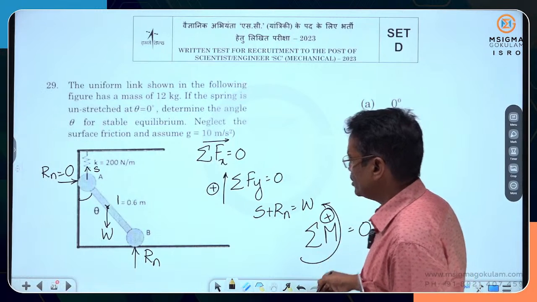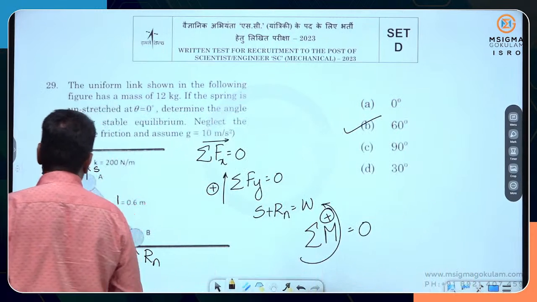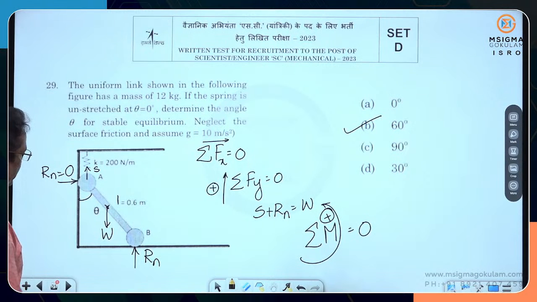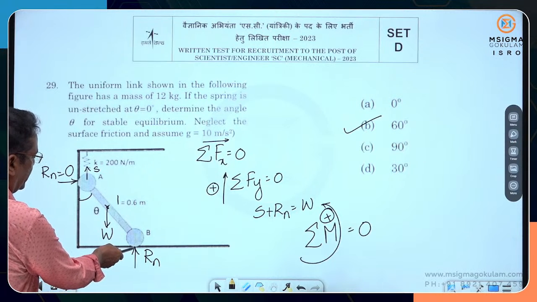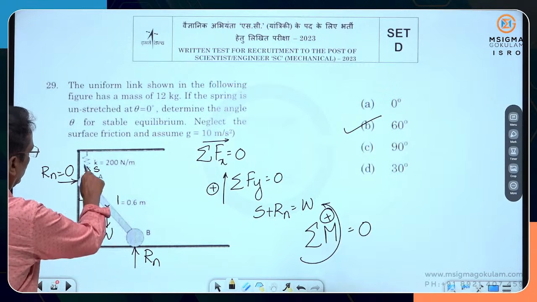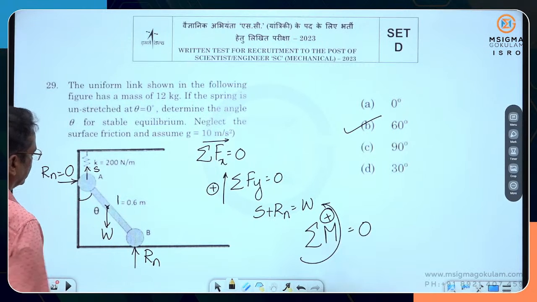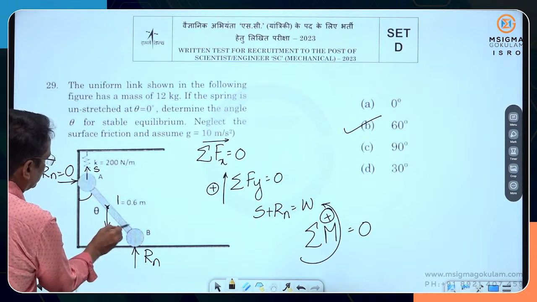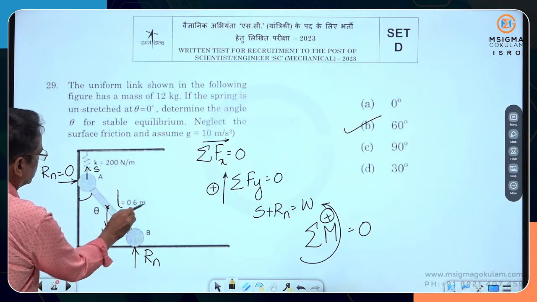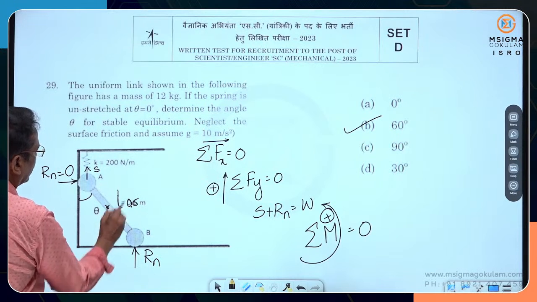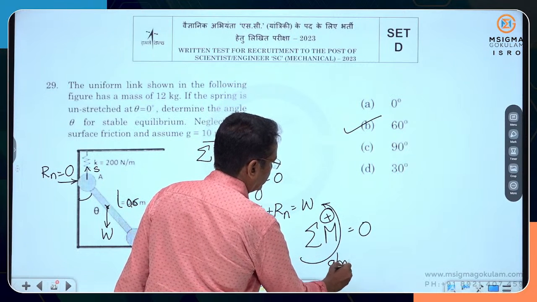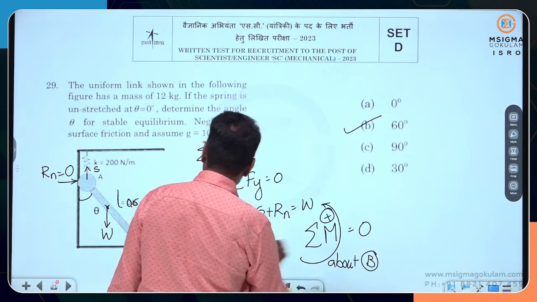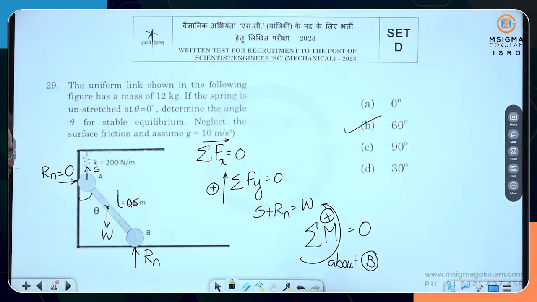Sigma M is the algebraic sum of all the moments. You may take moments about any point. If you take moments about point B, the moment of this Rn will become 0. This will have the anti-clockwise moment, and this S will have the clockwise moment. This length is given as 0.6 meters. About B you can take, so that this Rn moment will automatically become 0.